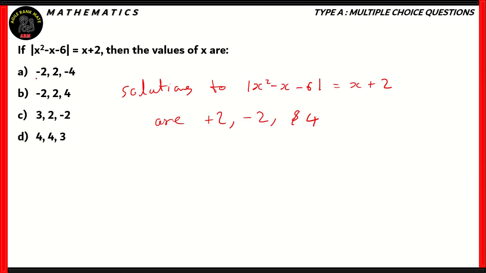Now, if we look at our options, you can see that option D is incorrect because it's got 4, 4, and 3. Option C is incorrect because it says 3, 2, and minus 2. Option A is incorrect because it says minus 2, 2, and minus 4. Remember, we got positive 4. So therefore, option B, minus 2, 2, and 4 turns out to be the right option.